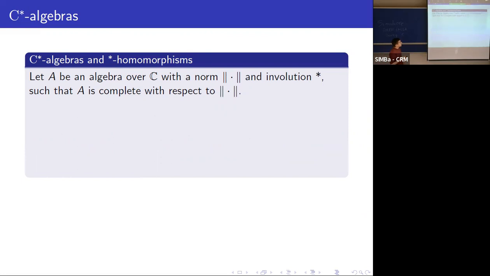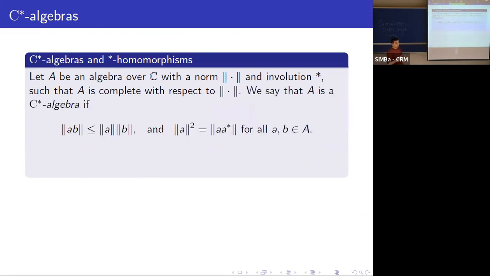Given such an algebra, one says that A is a C-star algebra if this inequality and this equality are satisfied. Mainly, you want the norm of A times B to be bounded by the norm of A times the norm of B, and the norm of A squared to be the norm of A times A star, where this equality is known as the C-star equality. So this is what a C-star algebra is. I'm going to give examples in a couple of seconds.